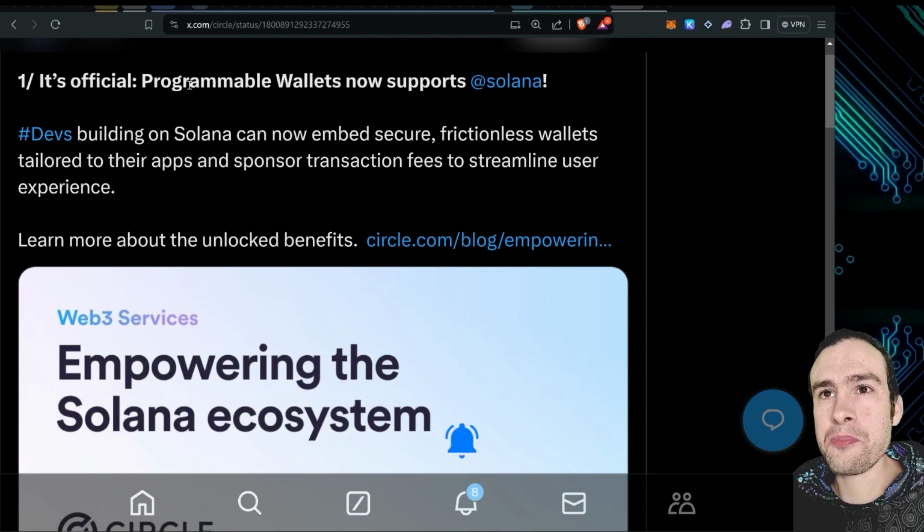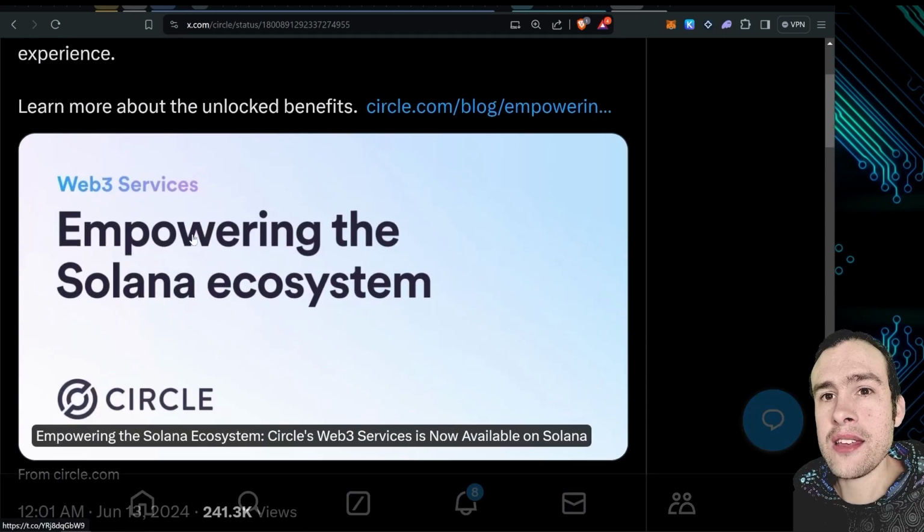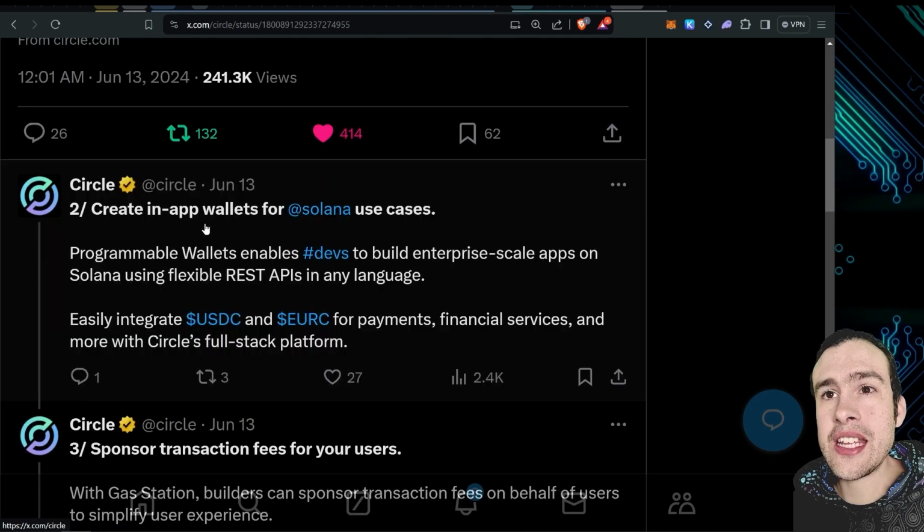But it's official. Programmable wallets now supported on Solana. So devs building on Solana can now embed secure, frictionless wallets tailored to their apps and sponsor transaction fees to streamline user experience. So how cool is this? So Circle has created in-app wallets for Solana. So what are the use cases for that? Programmable wallets enable devs to build enterprise-scale apps on Solana using flexible REST APIs in any language.